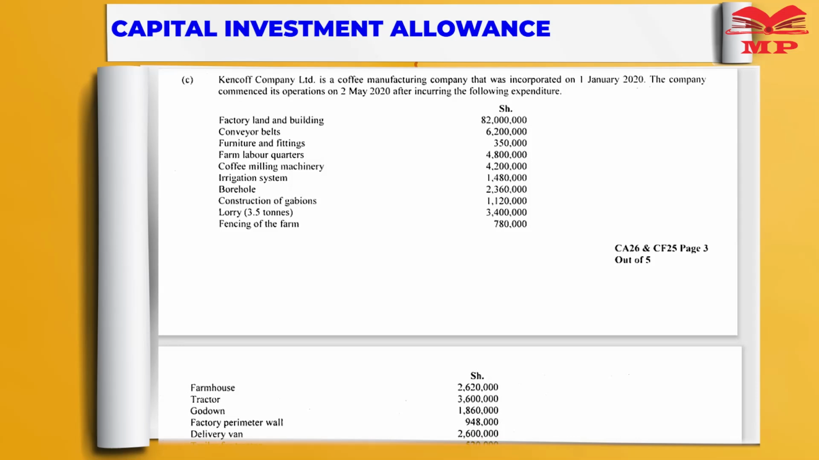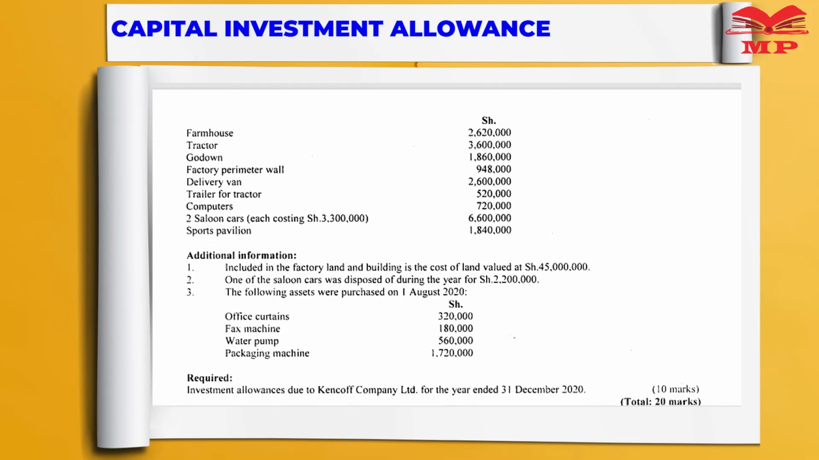The company commenced its operation on 2nd May 2020 after incurring the following expenditures: factory land and building, conveyor belt, furniture and fitting, farm labor quarters, coffee milling machine, irrigation system, borehole, construction of gabions, lorry 3.5 tons, fencing of the farmhouse, tractor, factory perimeter wall, delivery van, trailer for the tractor, computer, 2 saloon cars each costing 3,300,000, a sports pavilion. Additional information: number 1, included in the factory land and building is the cost of land at 45 million.